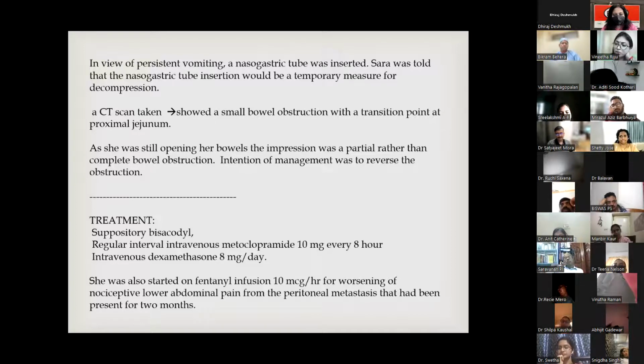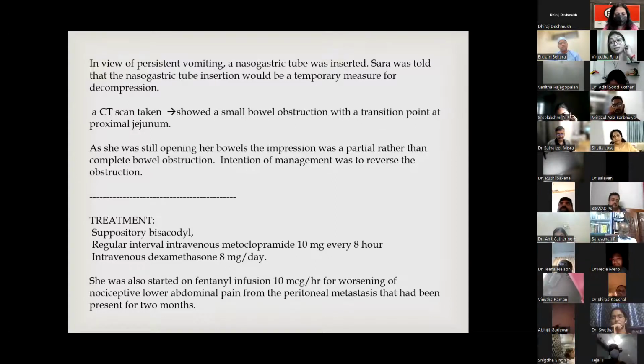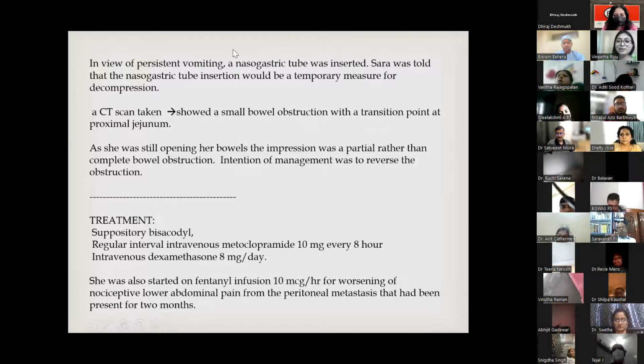So what would be your line of management for this patient? What would be good for her? There's still some element of reversibility in this. So what would you like to give her? We just discussed the medical management. You could put it in the chat box. Yes. Dexamethasone, metoclopramide. Okay. Yes, that's right.